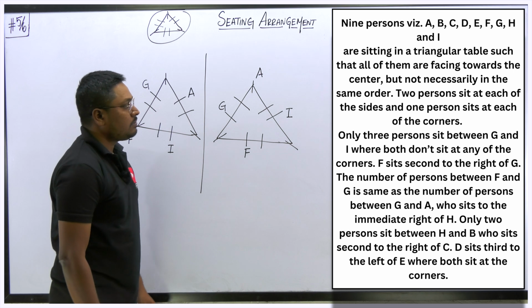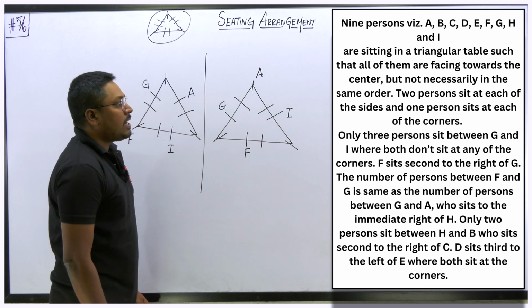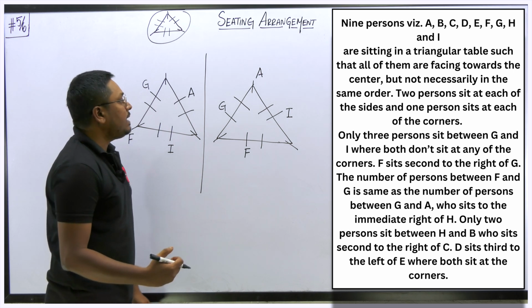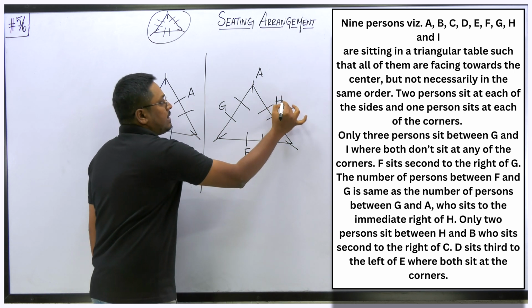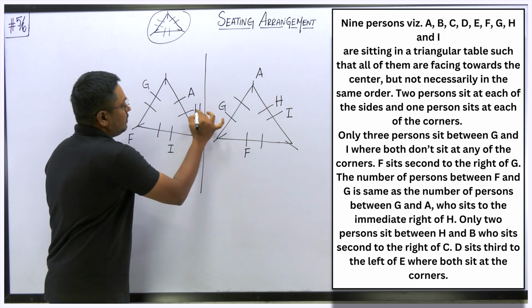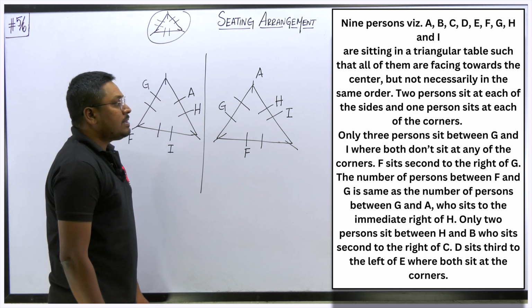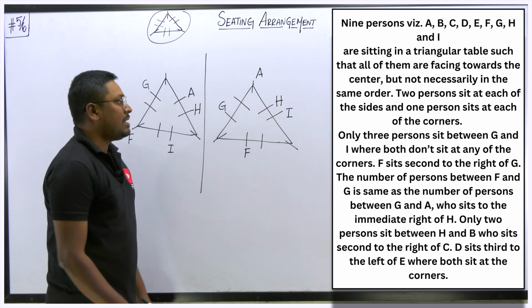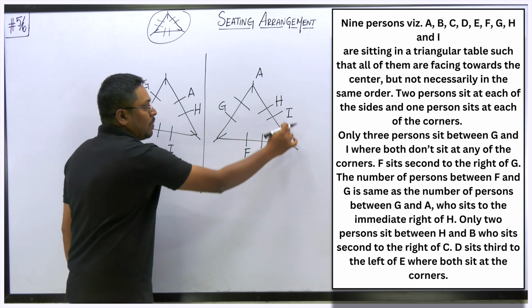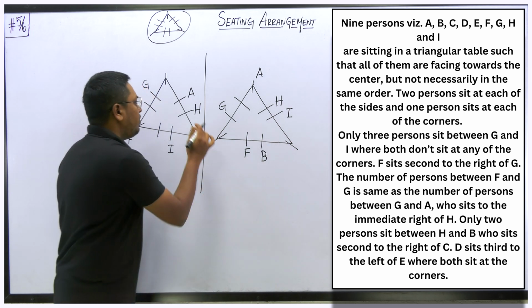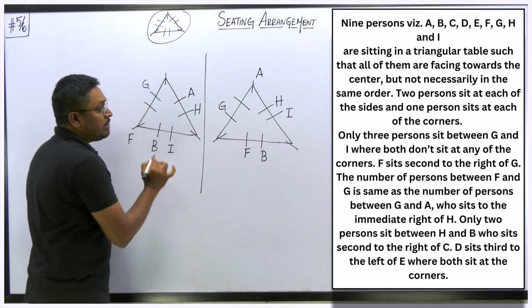Okay. Who sits to the immediate right of H? So H's right-hand side immediately is A. Only 2 persons sit between H and B. So between H and B there should be a gap of 2. So 1 and 2, this must be B. I think most are direct statements. So this will be B.